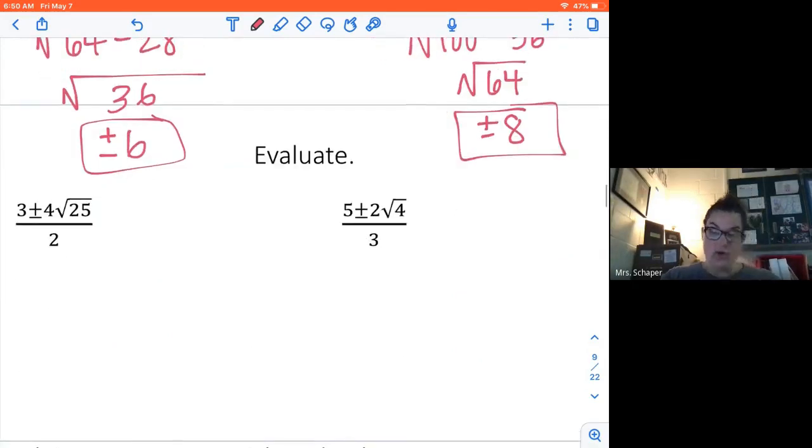All right, here we go. Continuing to evaluate, same skills. Now, look, we have this plus minus here. That means we're going to have 2 answers. We're going to have one where we add them and one where we subtract.